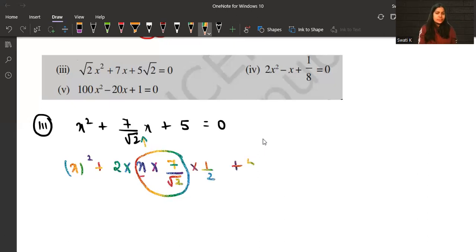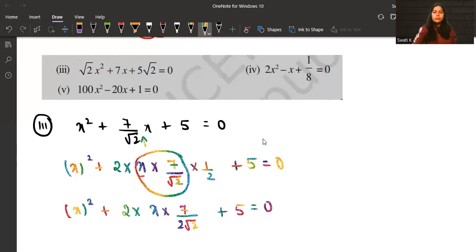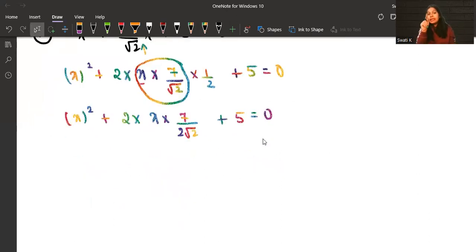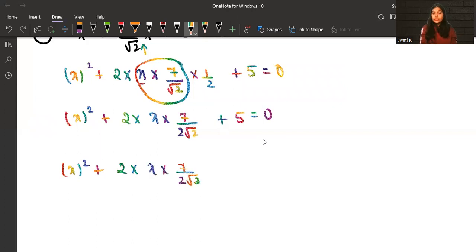Now, let's not skip any of the steps here so that you will not have any doubts. So x squared plus 2 into a into b, here is 7 into 1, 7, and 2 into root 2 is 2 root 2, plus 5 equals 0. Now, can you notice here that a is x, b is 7 upon 2 root 2. So let's write this again: x squared plus 2ab, so 2 into x into 7 upon 2 root 2. Now, just to complete the formula, we have to add here (7 upon 2 root 2) square. To compensate, minus (7 upon 2 root 2) square.